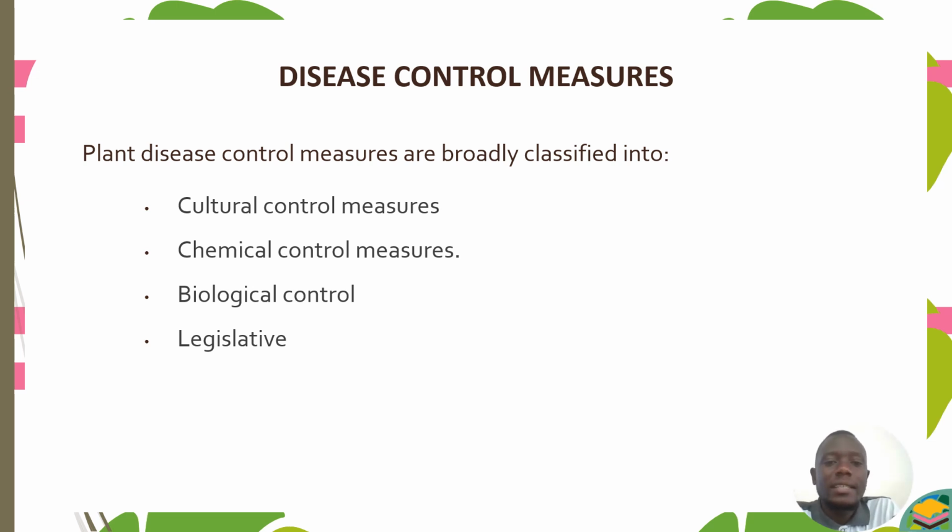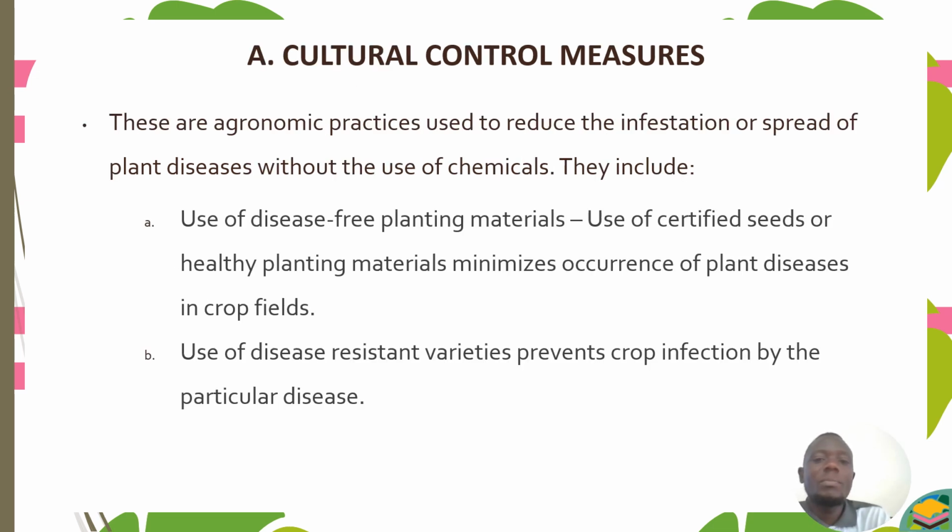Let's look at disease control measures. Plant disease control measures are classified into cultural, chemical, biological, and legislative. So I've got four classes of disease control measures. Let's look at cultural measures. Cultural measures are agronomic practices which are used to reduce the infestation or spread of plant diseases without the use of chemicals. So there is no use of chemicals, just agronomic practices to control the spread of diseases.